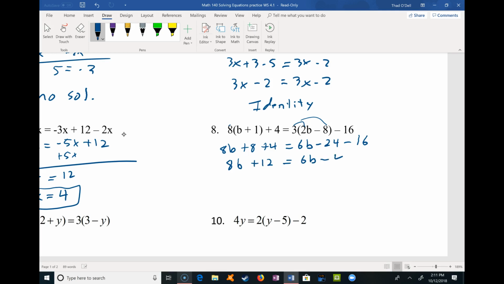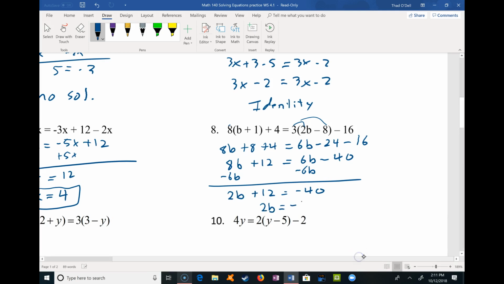minus 40. So I'm going to get the b's together, so I'll subtract 6b from both sides. And I get 2b plus 12 is equal to negative 40. Subtract 12 from both sides, I get 2b is equal to negative 52. And then finally divide both sides by 2, and I get b is equal to negative 26.